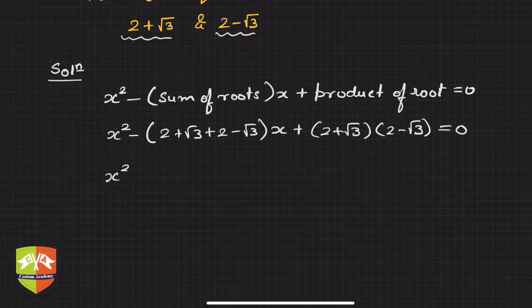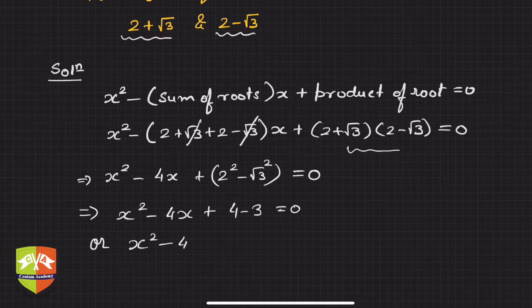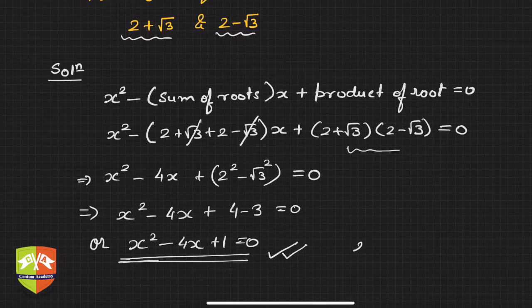So hence let's simplify. This is nothing but x square, and this root 3 will get cancelled. So hence it is minus 4x and plus 2 square minus root 3 square, because this is of the form a plus b times a minus b. So this equals 0. So hence the final answer, the equation, is x square minus 4x plus 4 minus 3 is equal to 0, or x square minus 4x plus 1 equals 0. This is the requisite equation which is required here, and hence if you solve by any method which we have learned so far, you'll get that this is the equation whose roots are 2 plus root 3 and 2 minus root 3.